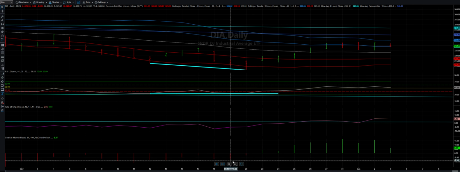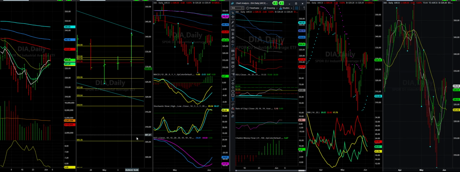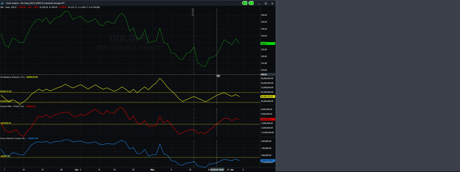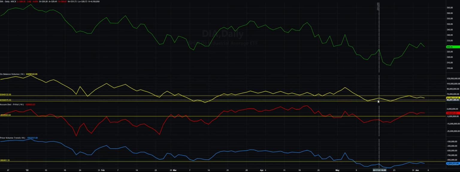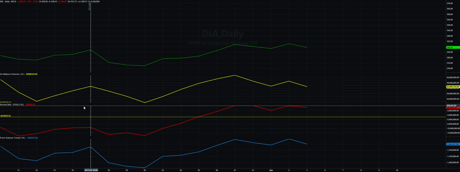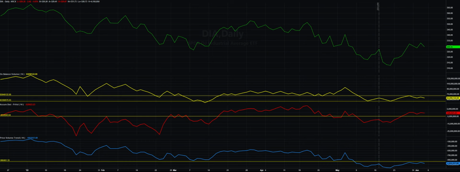All right, so let's look at the volume and see what the on balance volume is telling us in regards to the DIA. Here's the DIA, and this is our chart of the on balance volume. The DIA is still holding relatively strong on the volume. Up top, this green line is our line of closing prices. This yellow line is the on balance volume.